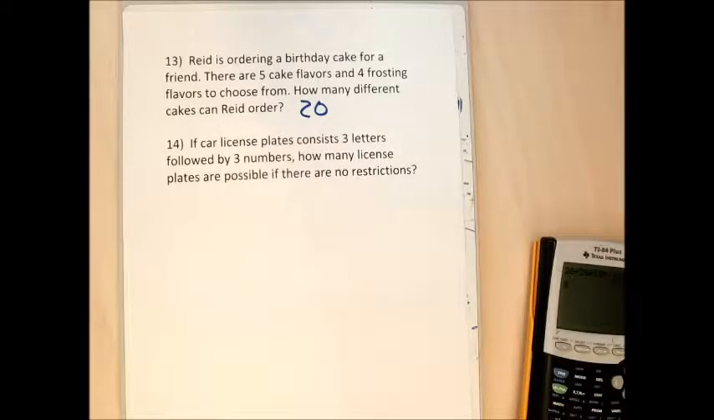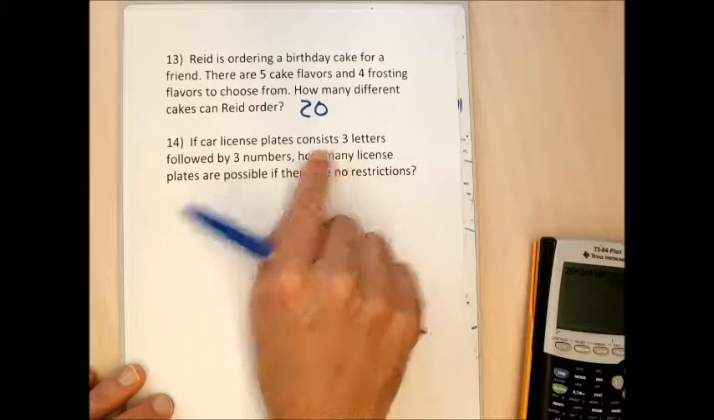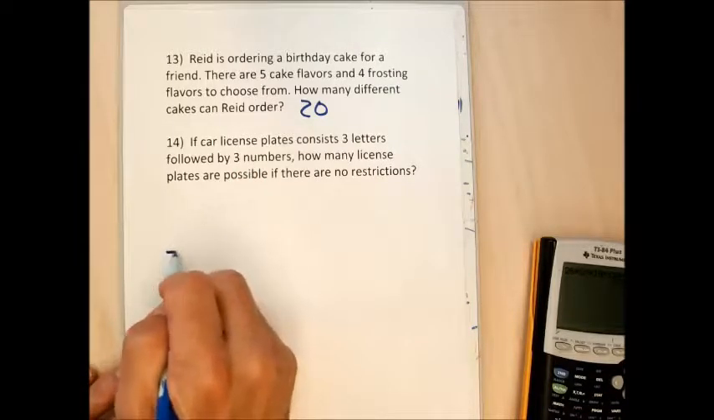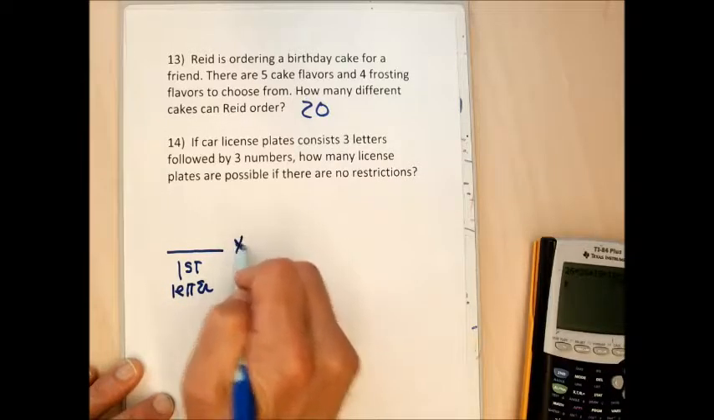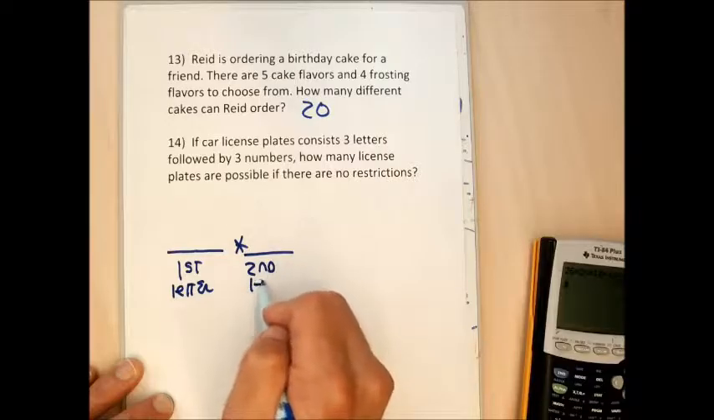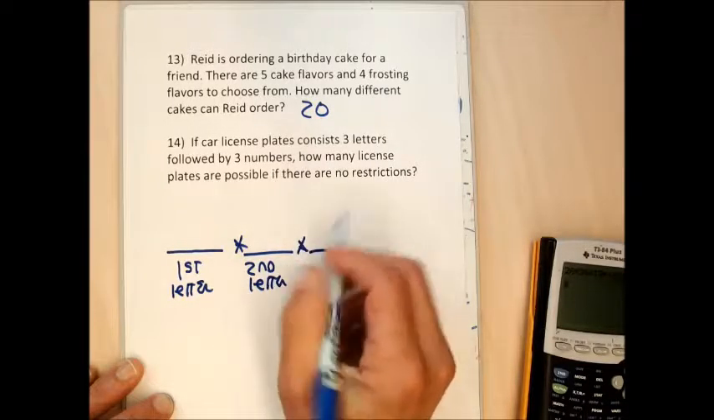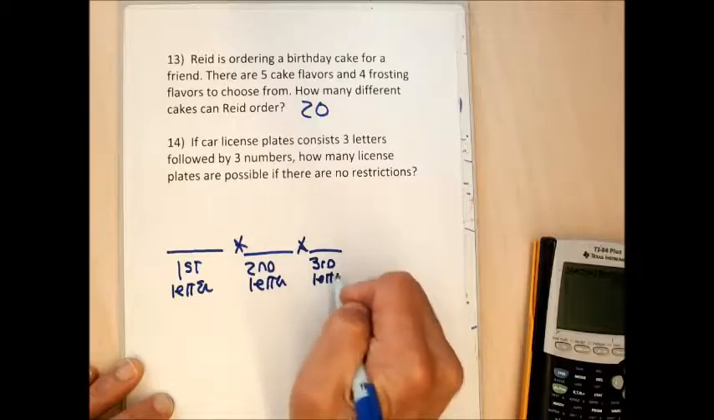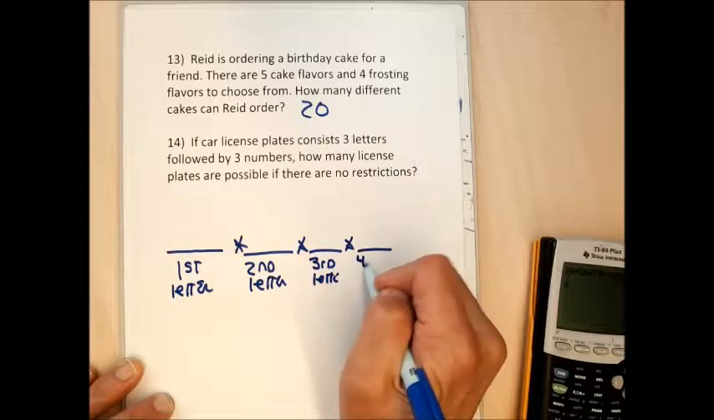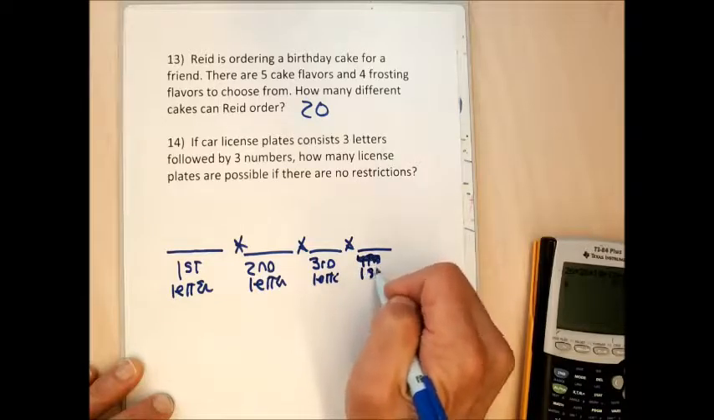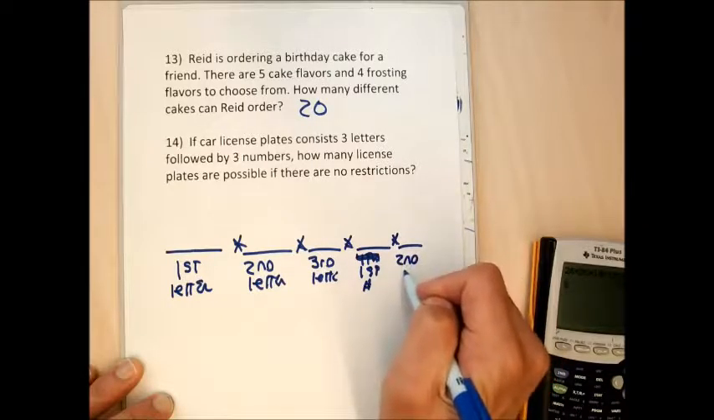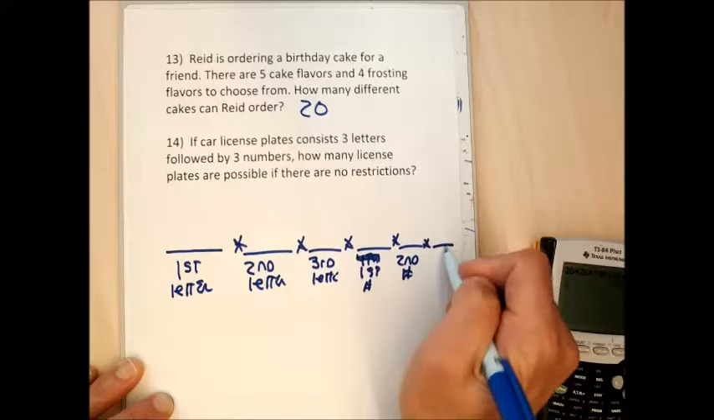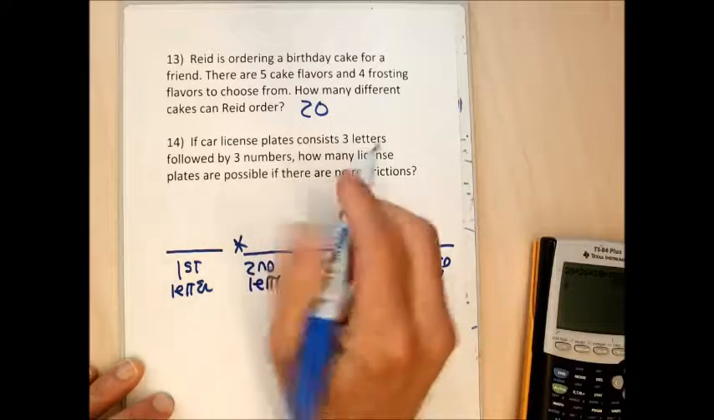Now I'm going to do problem 14 because you need problem 14 to do problem 15. So a car license plate consists of 3 letters followed by 3 numbers. So my experiment 1 is going to be picking the first letter. My experiment 2 is going to be picking the second letter. And my experiment 3 is going to be picking the third letter. Experiment 4 is going to be picking the first number. Experiment 5 is going to be picking the second number. And experiment 6 is going to be picking the third number. So there's kind of 6 experiments.